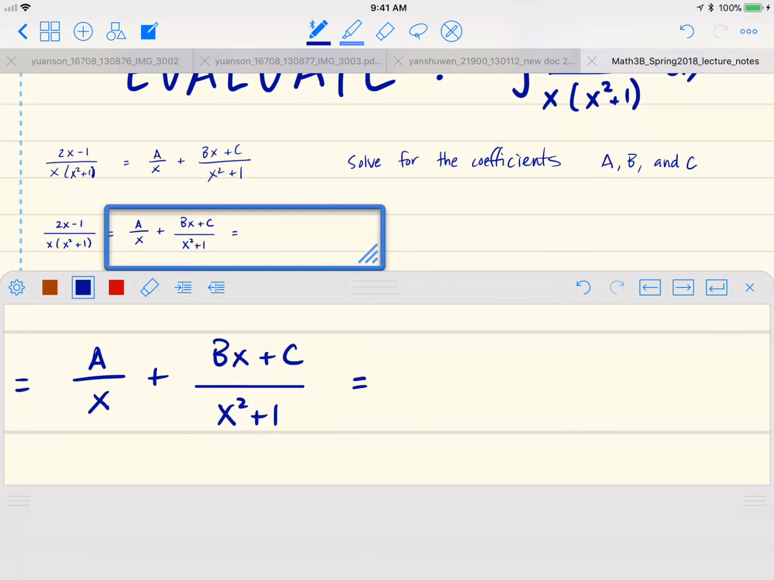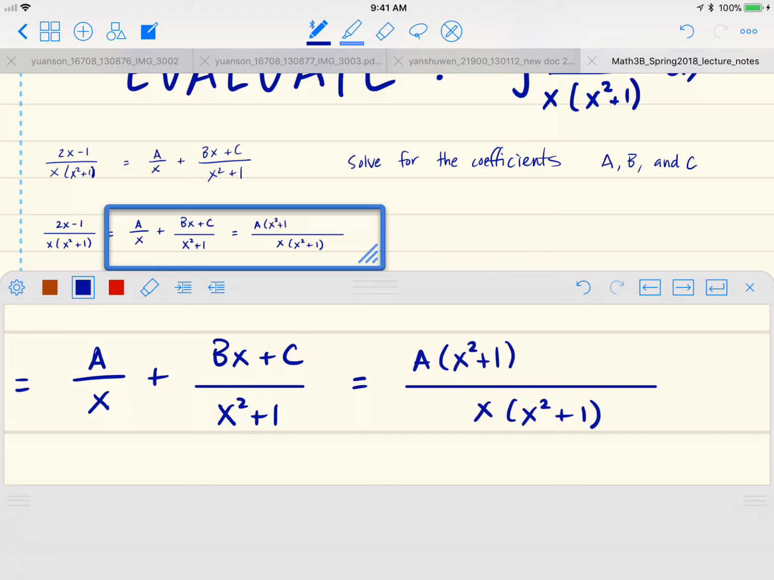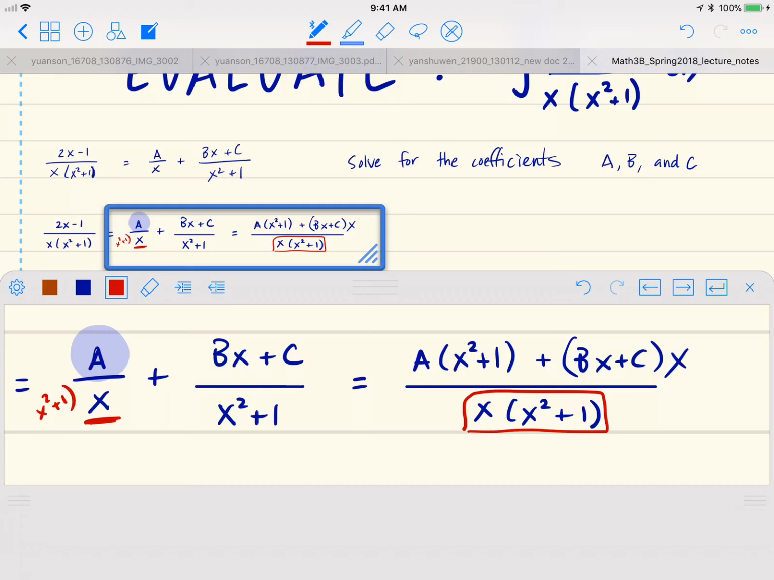On the right hand side, I'm going to rewrite this like so. My least common multiple is going to be x times x squared plus 1. And in the numerator, I'll have a times x squared plus 1 plus bx plus c times x. My thought process around that is I look at a and I say, what do I need to multiply x by in order to result in x times x squared plus 1? So that means I need to multiply the top and the bottom by x squared plus 1.